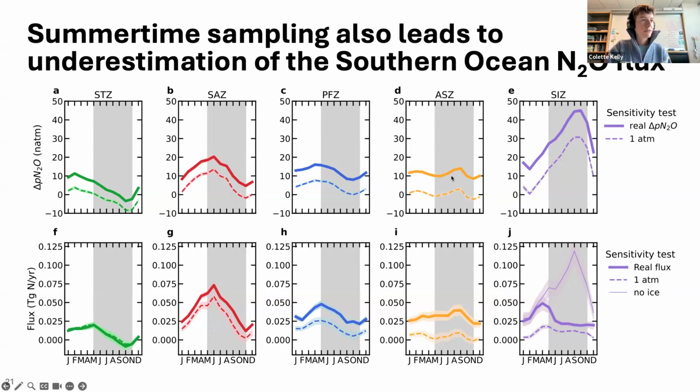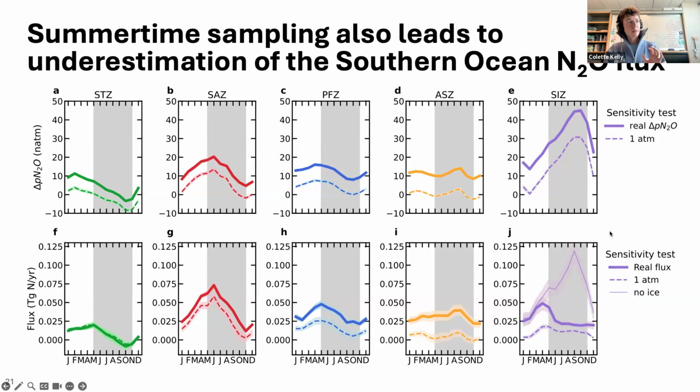Sort of a similar story for the Antarctic southern zone in that we do have a wintertime peak in flux. And in the polar frontal zone, we have kind of this fall peak in flux. In the southern ice zone, we have this really big peak in N2O disequilibrium in the wintertime. But because of the capping effect of sea ice, we end up not seeing a corresponding peak in flux. And so here I'm showing you the actual flux in the solid line, and this thin line is what the flux would be if we removed the capping effect of sea ice.